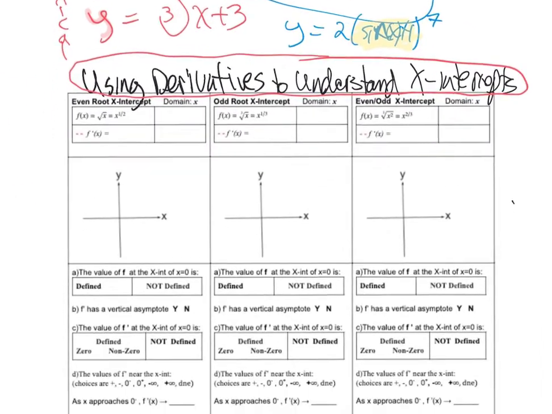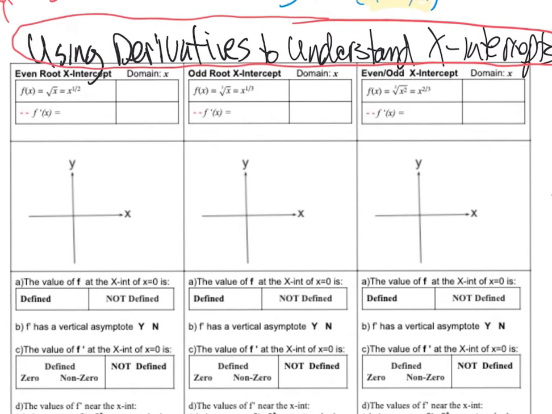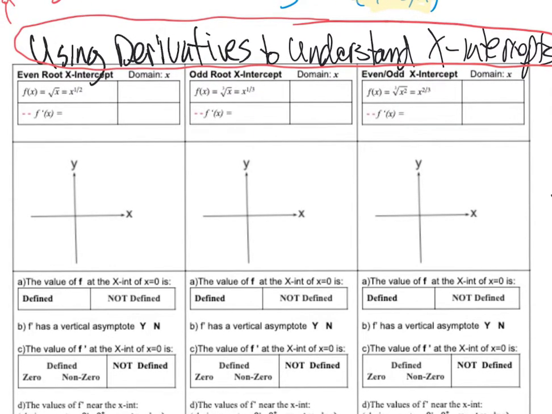So let's take a look at our investigation. The investigation that we're going to work with today is this one here. We're going to look at different radical functions. Hopefully you've printed this out, by the way, and you can fill it in as we go through. I'll be doing part of the investigation, and you'll be doing the other part independently.